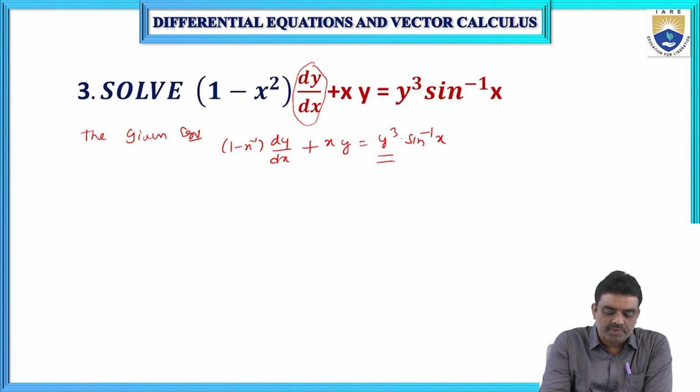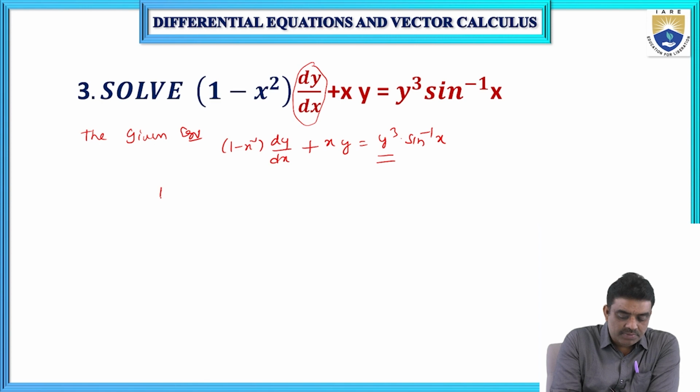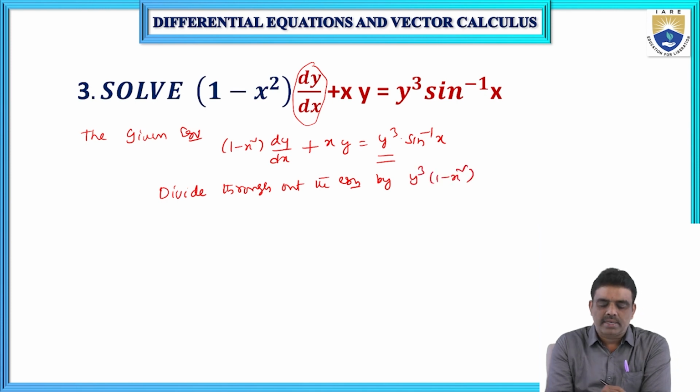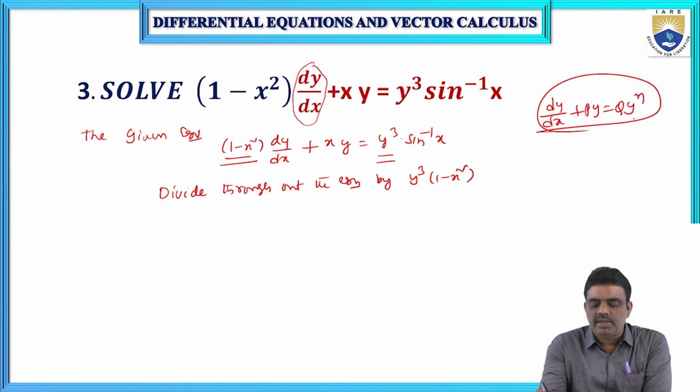That means the function on the right hand side is not a pure function of x, there is a y term also. We have to eliminate y first. So what we have to do is first divide throughout the equation by y cube into 1 minus x square, because 1 minus x square also has to be eliminated. The general equation is dy by dx plus py is equal to q into y power n. This is called the Bernoulli equation.